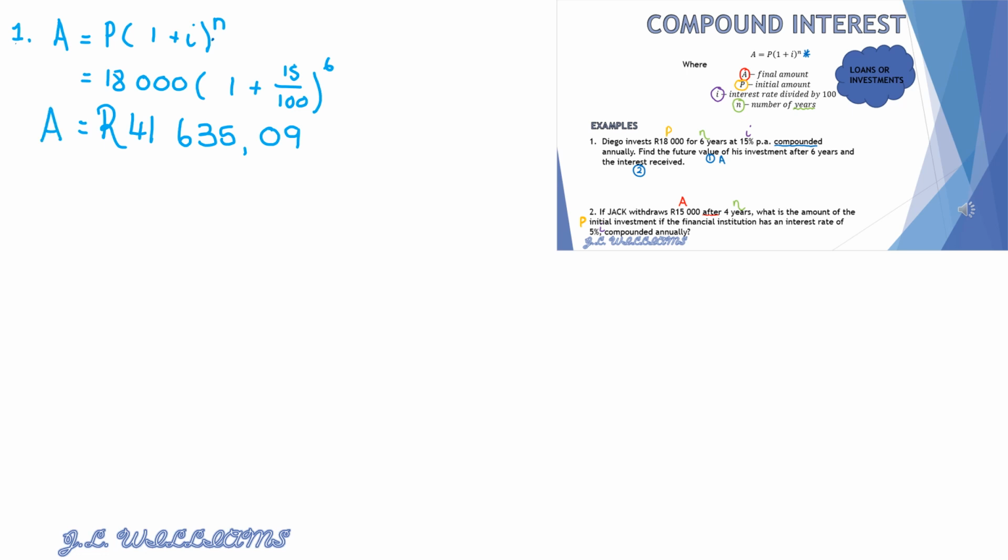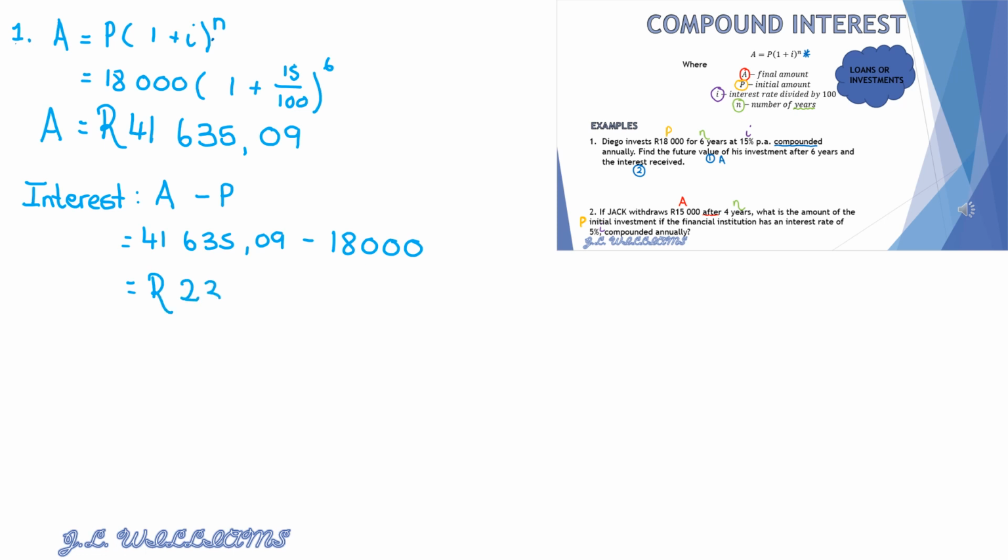Then I ask how much interest he received. So the interest will be the difference between the final amount and the initial amount. So it's going to be 41,635.09 minus the 18,000 Rand. So Diego receives 23,635 Rand and 9 cents in interest over the 6 years.